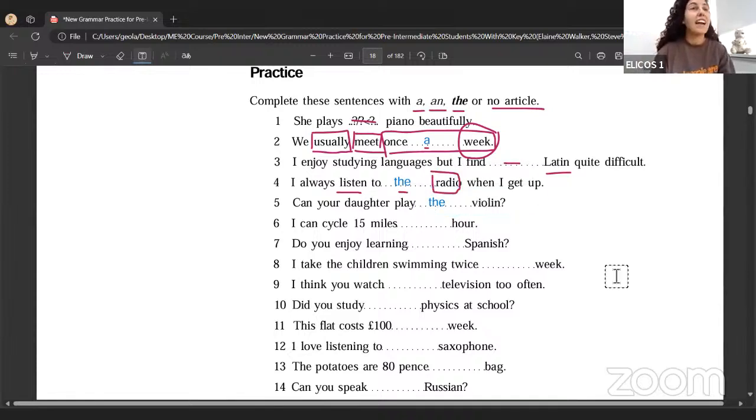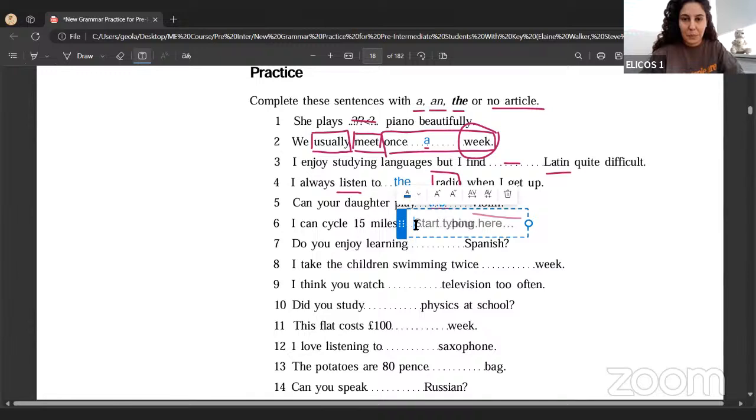5. Can your daughter play the violin? Yeah. So instruments, what did we learn about instruments? Yes, you have to put the. Can your daughter play the piano? Can your daughter play the saxophone? Can your daughter play the guitar?